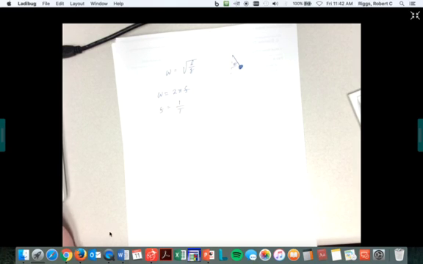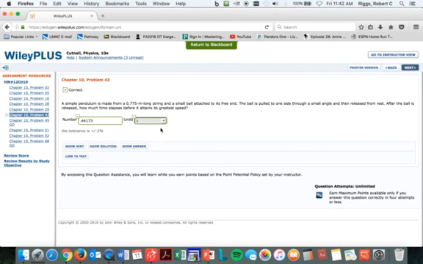So, in this problem, let's look and see what it says. A simple pendulum of certain length is attached in a small angle. After the ball is released, how much time elapses before it attains its greatest speed?